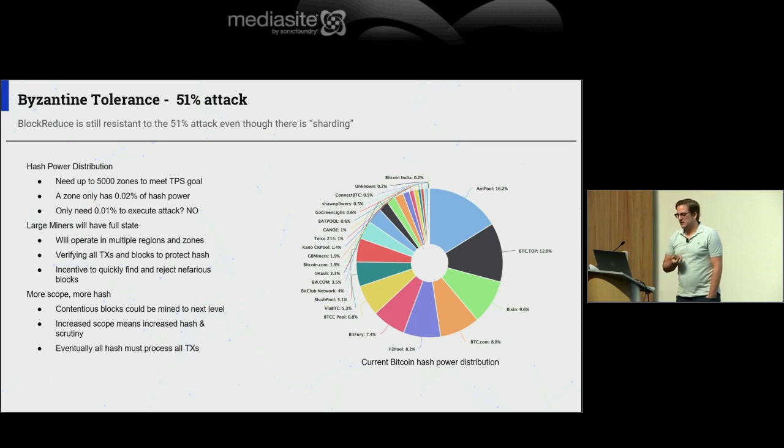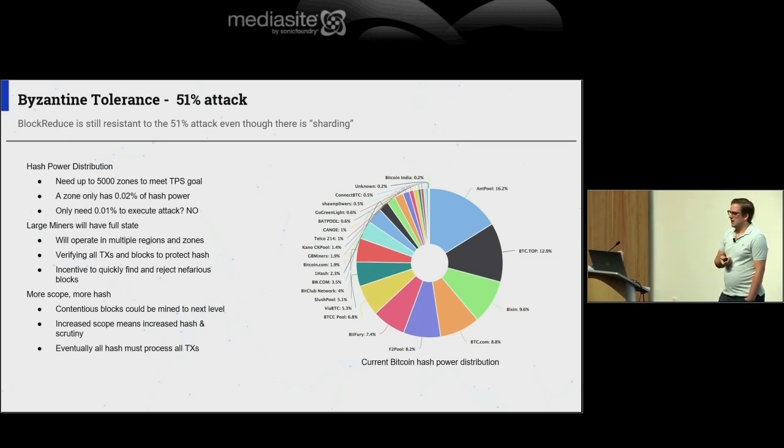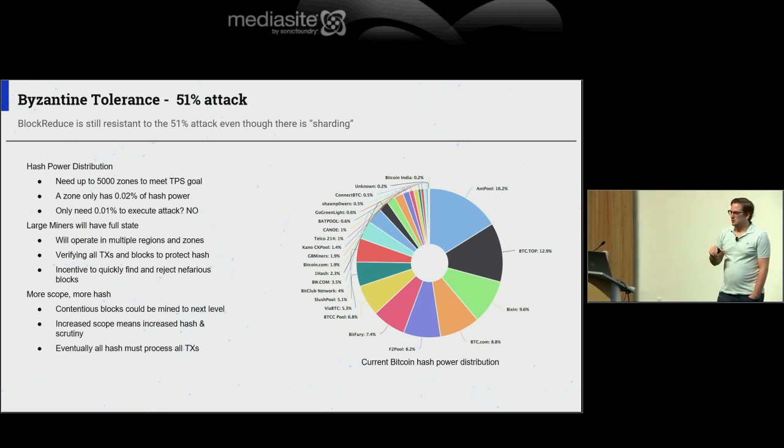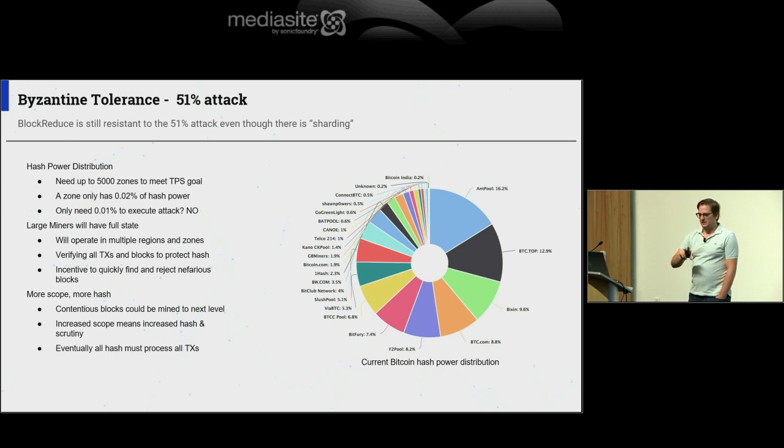So then we look at Byzantine tolerance. How is BlockReduce still resistant to what we'd call the 51% attack, even though there's sharding? If we think about hash power distribution, and we think about the average blockchain system being able to do 10 TPS, I would argue that because of how we're sharding the network, we would actually realize much lower network latencies because groups would generalistically form based off network topology to minimize latency, which means a system could potentially be 5 to 10 times more performant than that at the base layer. So one of these chains, instead of doing 10 TPS, maybe they do 100.